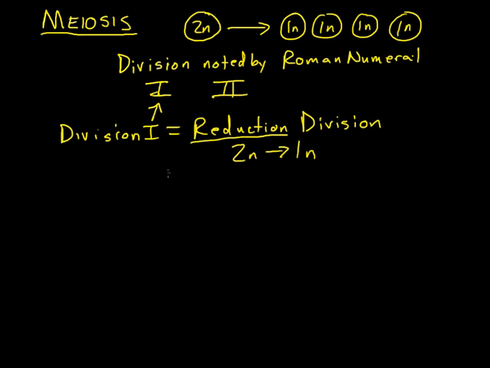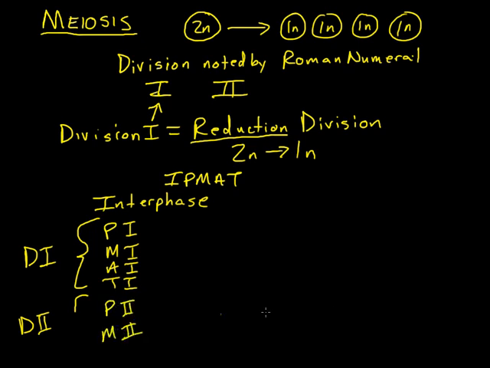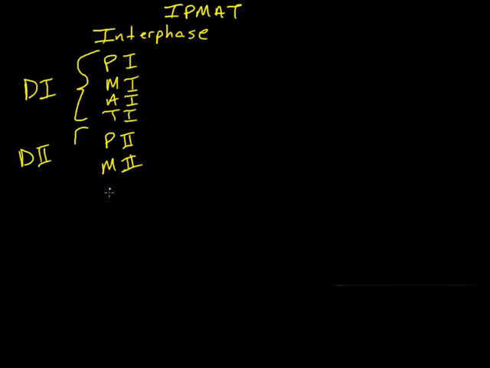during which we have the good old IPMAT. So with these 2 divisions, we have interphase, and we have division 1, which will go through prophase, metaphase, anaphase, and telophase 1. Then we have division 2, which immediately follows, in which we have prophase 2, metaphase 2, anaphase 2, and then telophase 2.